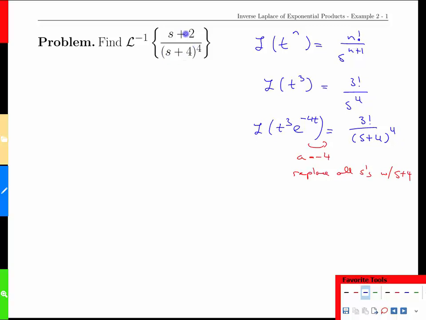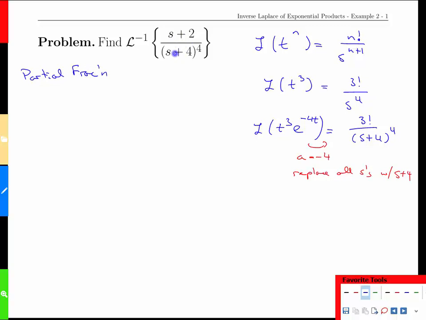So that gives us a good idea of what to do, and it would work perfectly if we just had the 2 over the s plus 4 to the power of 4. But we have this other s on top. So how do we deal with this scenario? The way that's guaranteed to work is to turn this into a partial fraction decomposition.